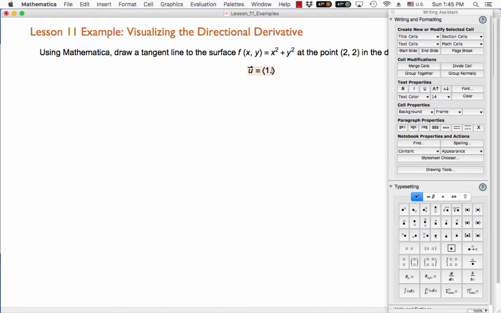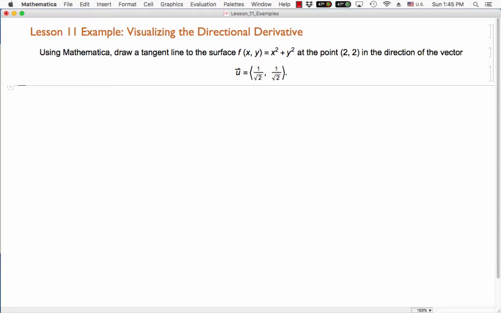1 divided by square root of 2. We'll go along the line y equals x. So 1 divided by square root of 2. Okay, so now I have my description of the problem that I want to solve. So use Mathematica, draw a tangent line to this surface at the point in this thing. Let's go ahead and do a solution.